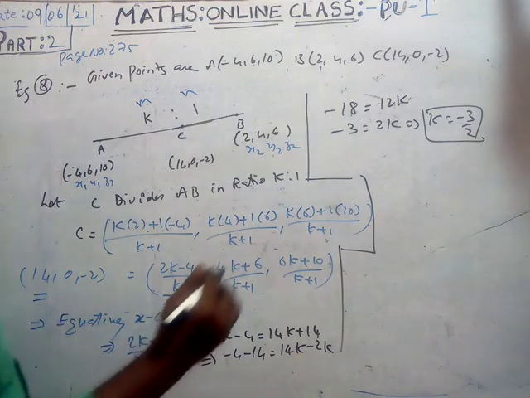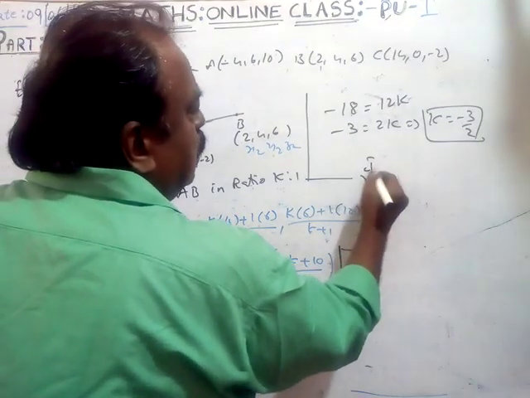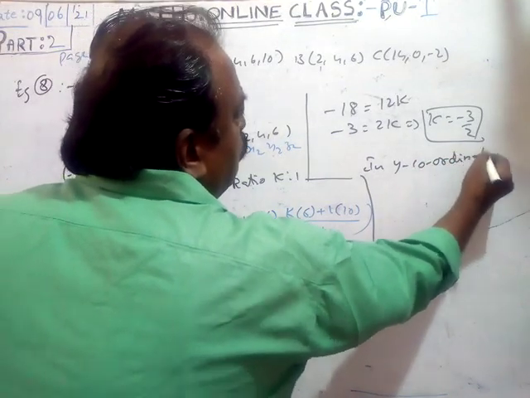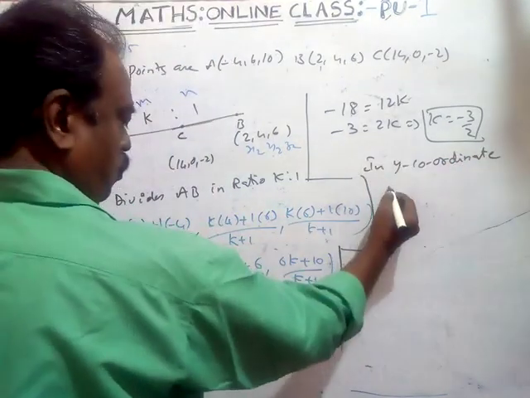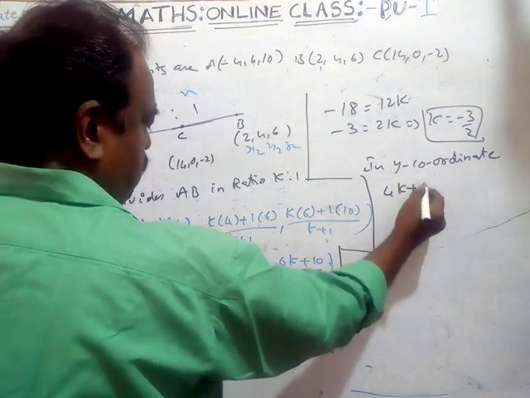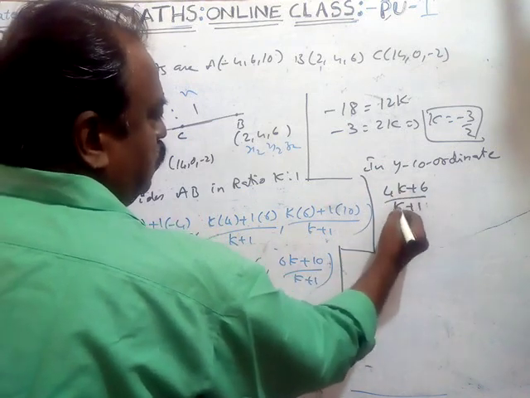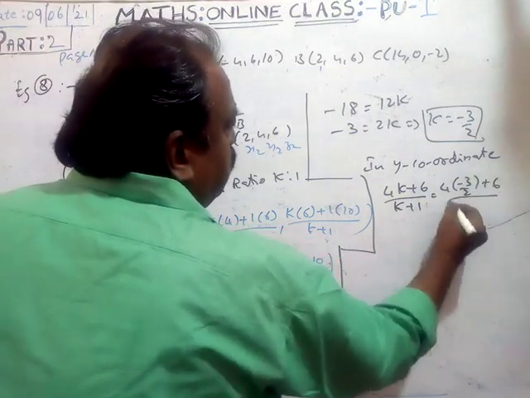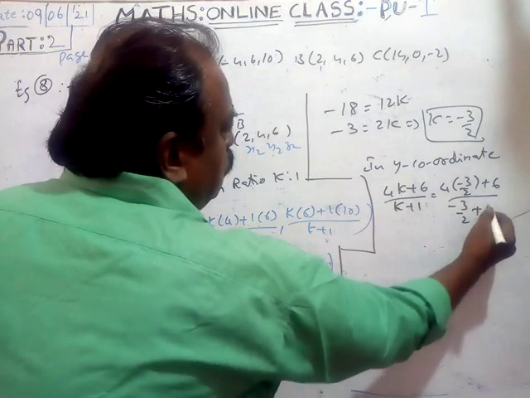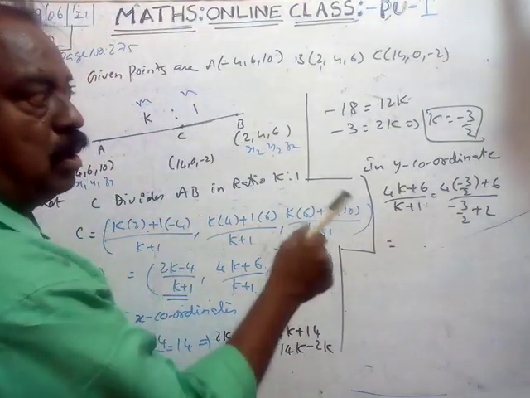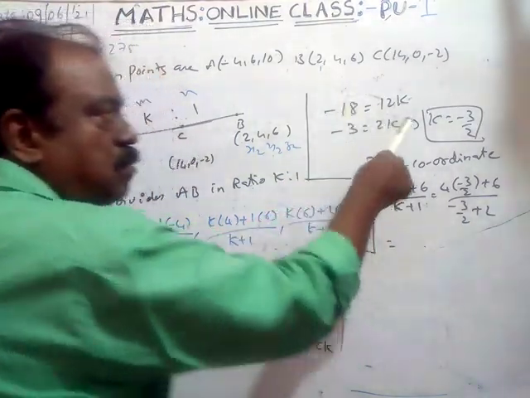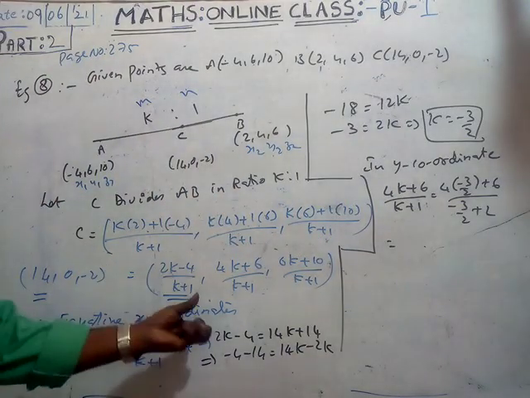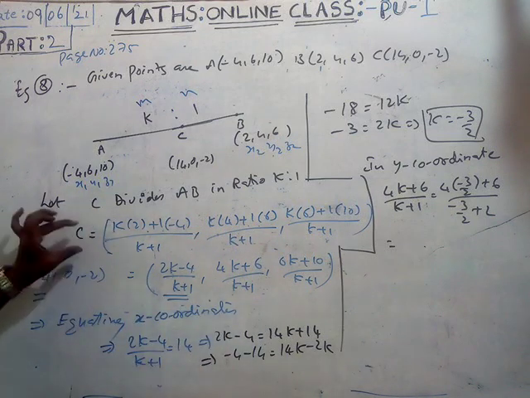I will write here. In the y coordinate we will substitute. The y coordinate means 4k plus 6 by k plus 1. It is 4 into minus 3 by 2 plus 6 by minus 3 by 2 plus 2. I am substituting that k value which is obtained by equating the x coordinates. Whether it also holds in the y coordinate and z coordinate, then it is correct.